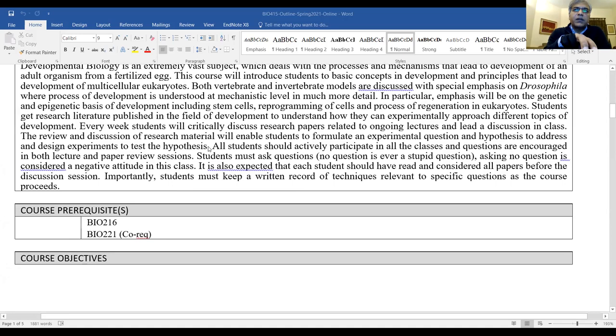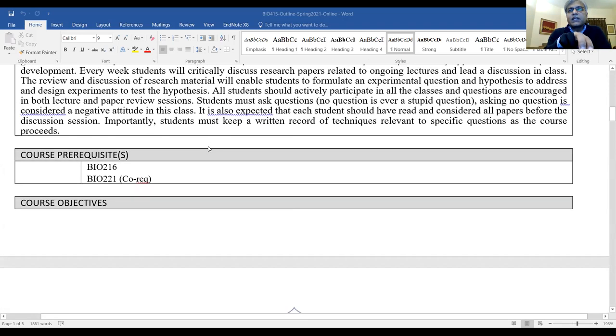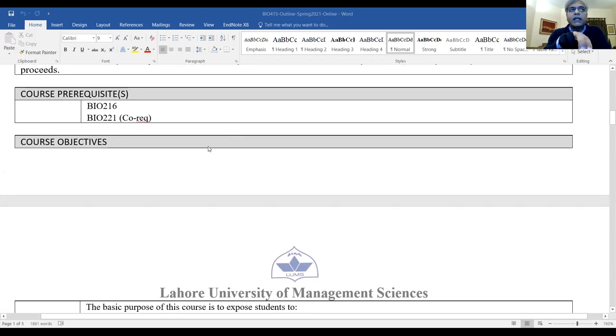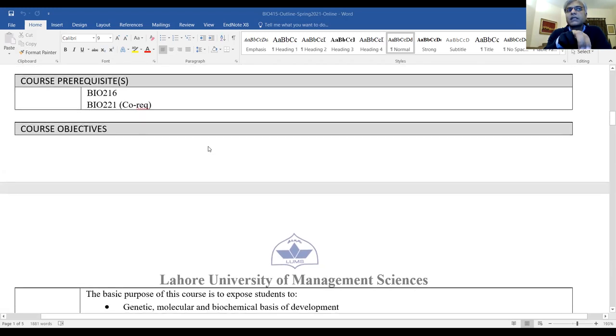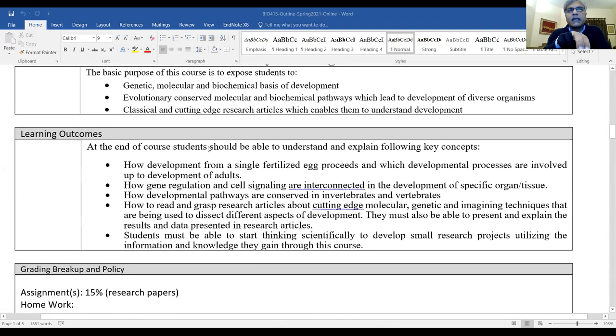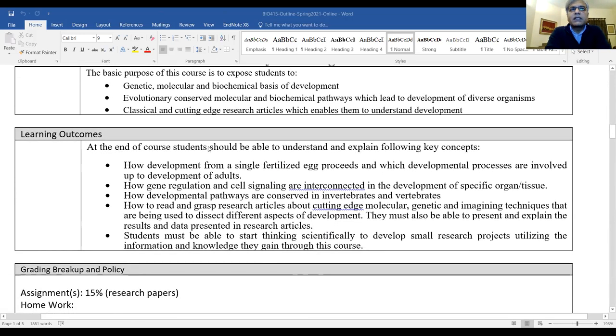So during the course, during lectures, if anything is not clear, you can stop me anytime and you can ask questions. As I said, the basic purpose of the course is the genetic, molecular, and biochemical basis of development.